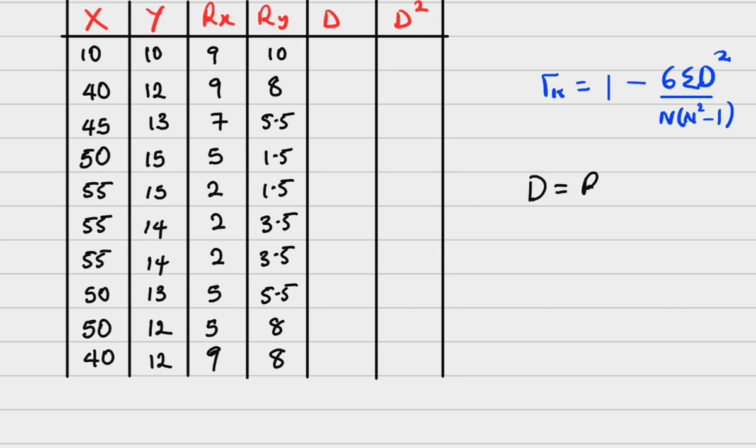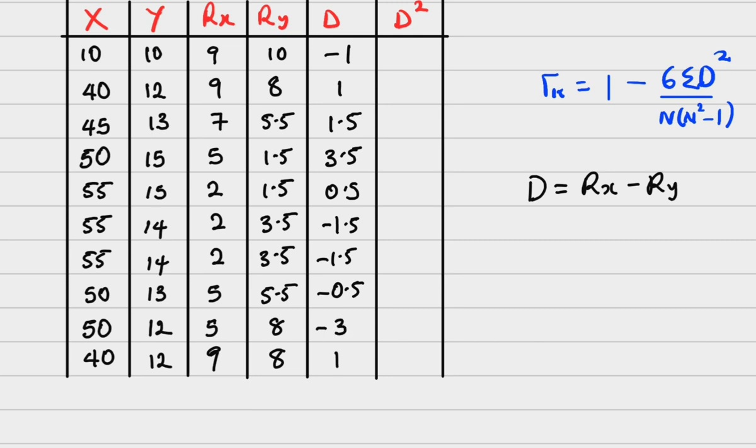Then d. Remember, we said our d is rx minus ry. So we do it. You see, 9 minus 10 is minus 1. Then 9 minus 8 is 1. 7 minus 5.5 is 1.5. Then 5 minus 1.5 is 3.5. Then 2 minus 1.5 is 0.5. Then 2 minus 3.5 is minus 1.5. Now this is what you are going to have: 0.5, then you are going to have minus 3 and 1.